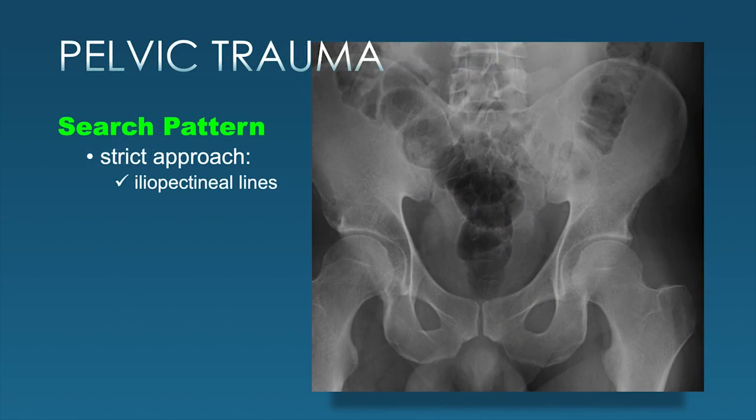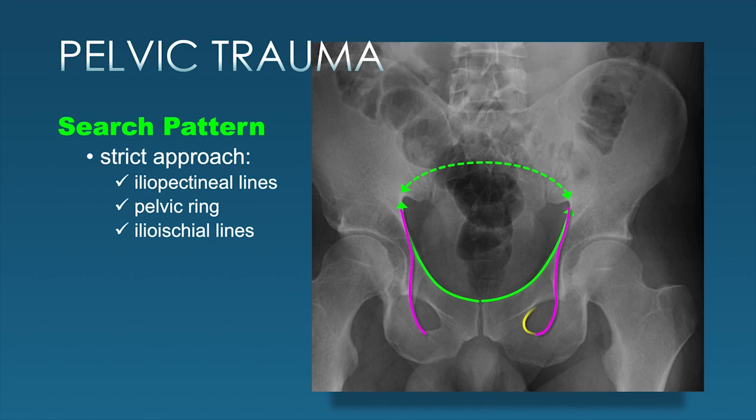The search pattern on the AP view really should have a strict approach. We look at the iliopectineal lines bilaterally. We follow it posteriorly to see if we have an intact ring for the bony pelvis. Follow the ilioischial lines into the obturator foramen and loop that around the obturator ring completely into Shenton's line. We want to see that those are nice, smooth curves all the way through without disruption.